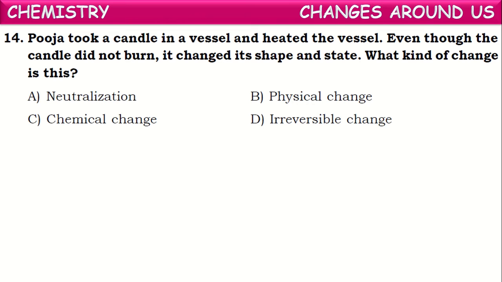Next, Pooja took a candle in a vessel and heated the vessel. Even though the candle did not burn, it changes its shape and state. What kind of change is this? You might also have observed this when you take small pieces of candle in a vessel and heat it. Without burning, the candle wax starts melting. It converts into liquid state. It might be initially in a certain shape, but comes into liquid state after heating and melting. So here again if we cool it, it comes back into solid state, solid wax. So here only there is a change in its shape and state.